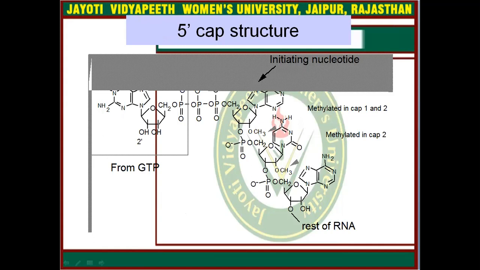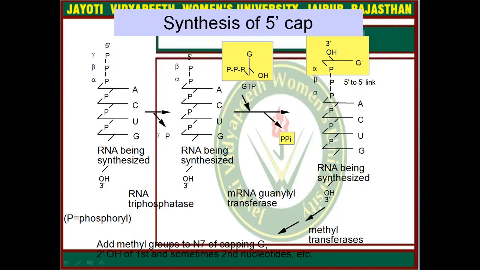This is the 5' cap structure, which has a methylated cap. This is the synthesis of the 5' cap in detail. GTP provides the cap. It will release two phosphate groups, and now it will bind at the 5' end as the cap.